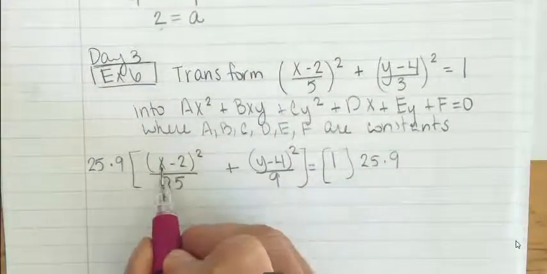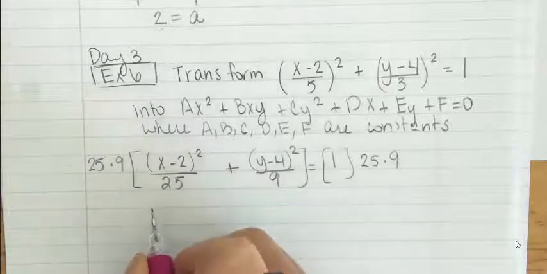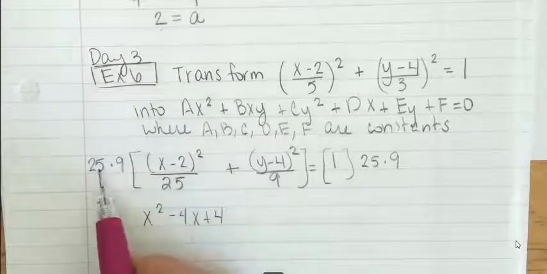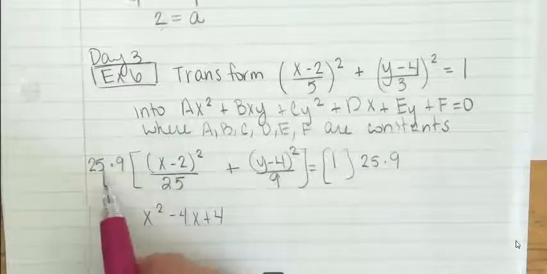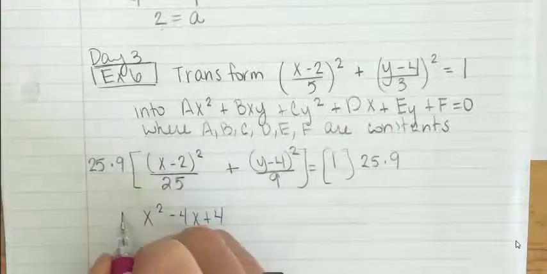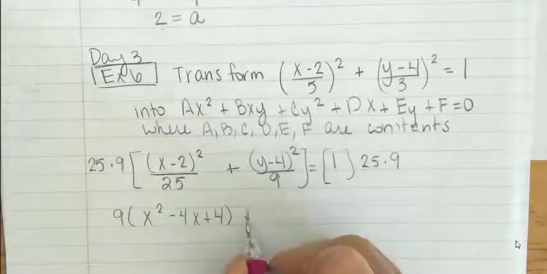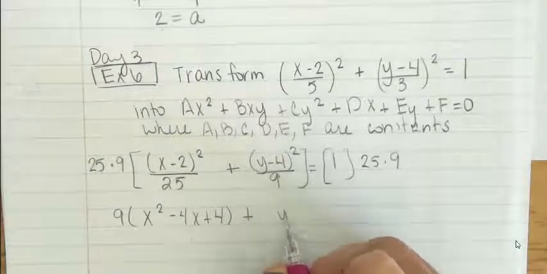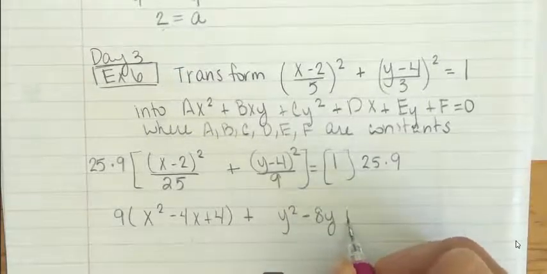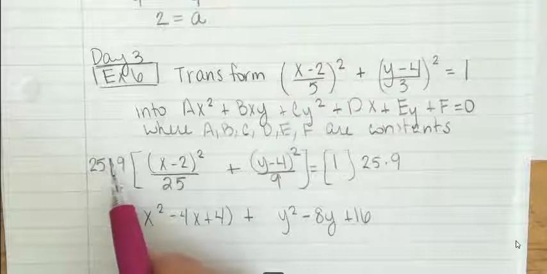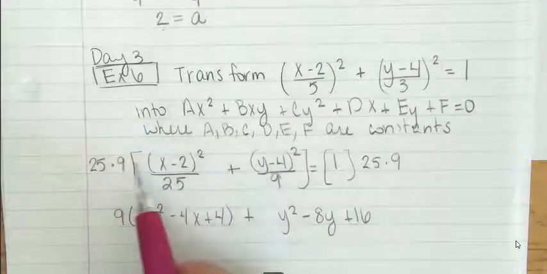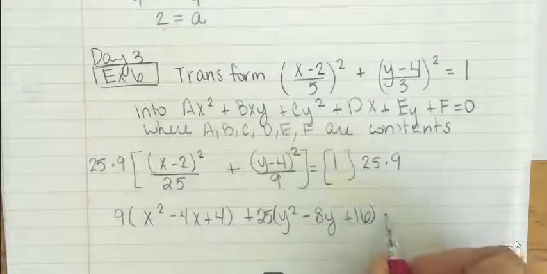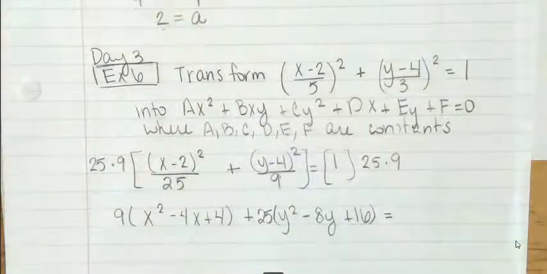I'm going to take x minus 2 and square that, which gives me x squared minus 4x plus 4. If I distribute the 25 times 9 to this first term, the 25s reduce, so I'm still left with a 9. So this is 9 times all that stuff, plus, let me go ahead and FOIL the y minus 4. It's basically y squared minus 8y plus 16. And if I distribute the 25 times 9 over here, the 9s are going to reduce, and I'm left with a 25. So there's 25 being multiplied to all of that, equals 225.